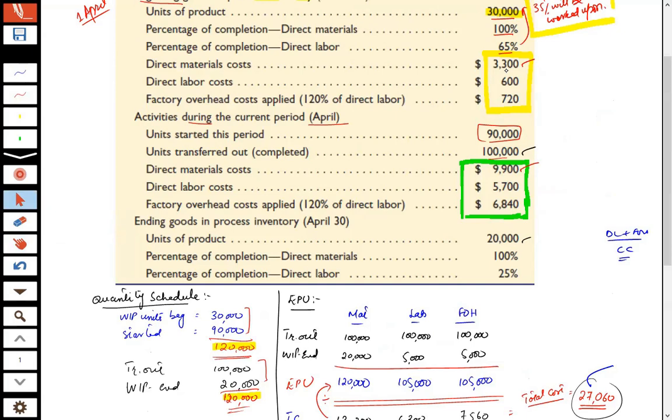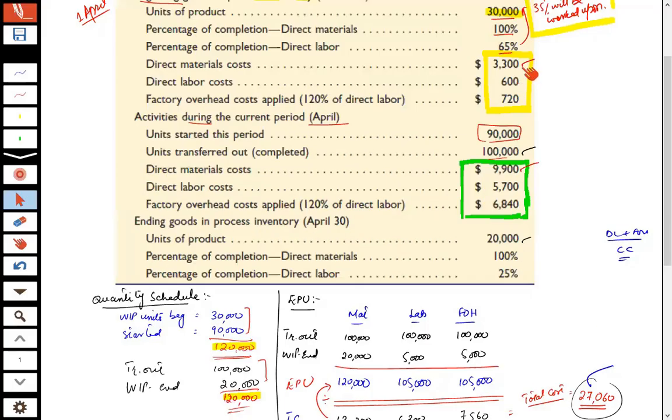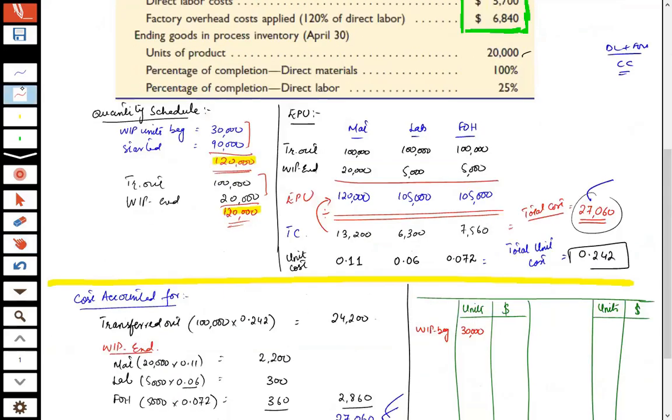You mean 3,300 plus 9,900, right? No. 3,300 is just the whole cost of WIP beginning. Oh, okay. This is the 3,000 plus WIP beginning 6 cost, plus 120. It's 4,620. How much? 4,620.